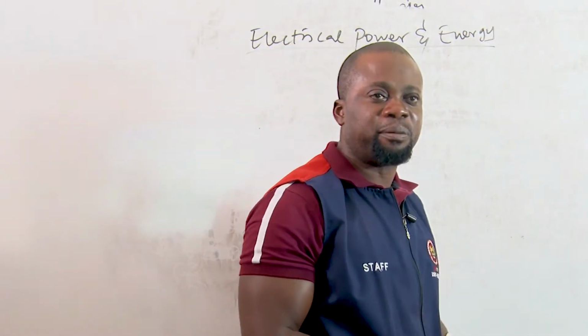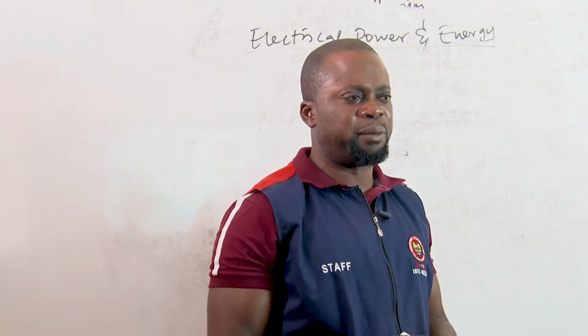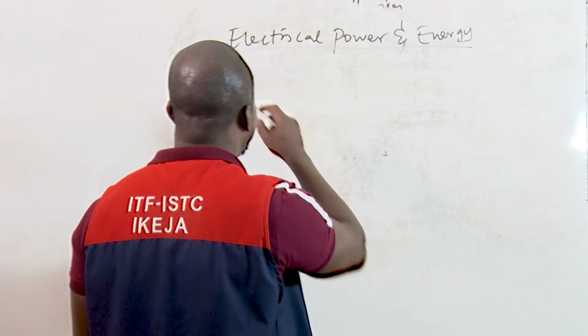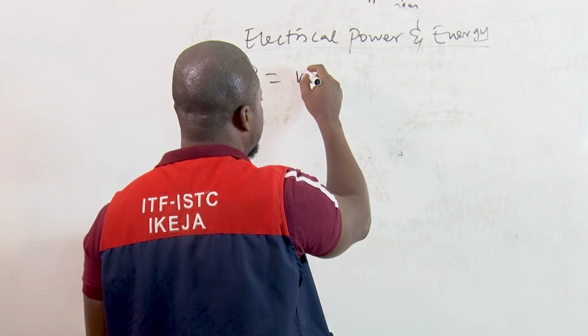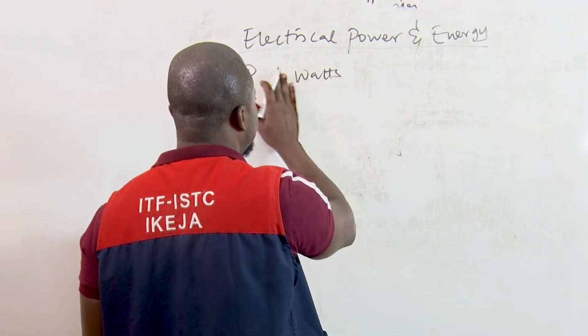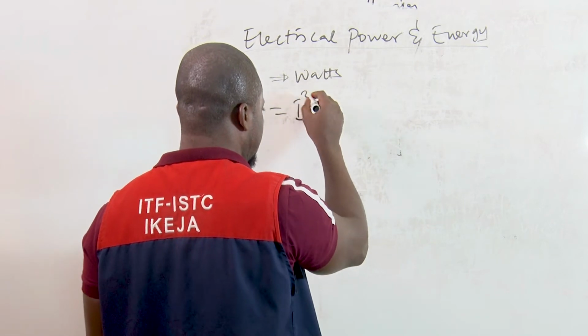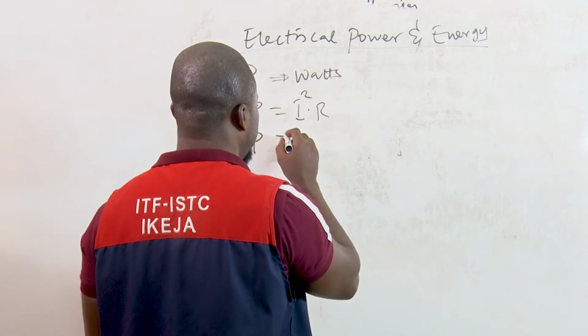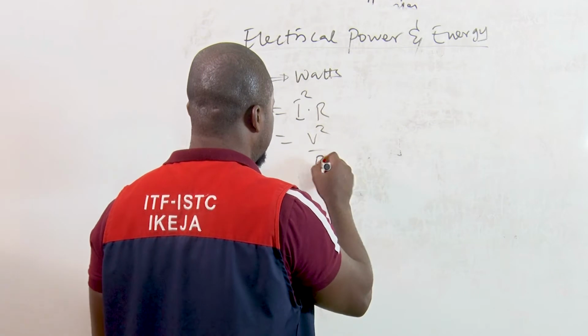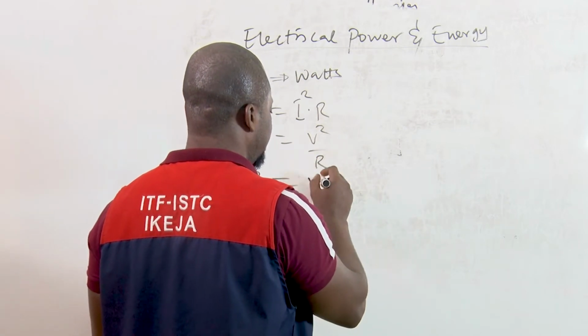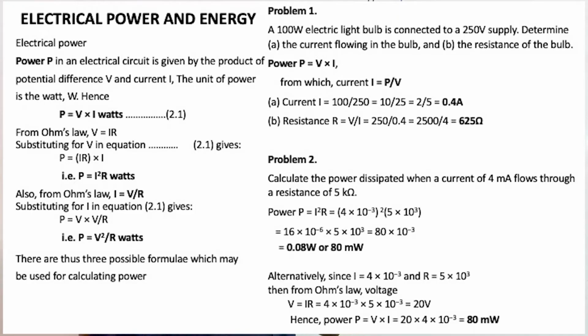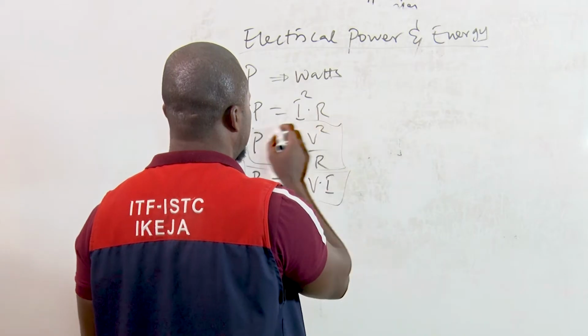When we talked about electrical power, of course, we've seen various types of power. Like I said, power is measured in watts. We have power as I squared R. We have power as V squared over R. We have power as VI. Which are basic formulas for power.